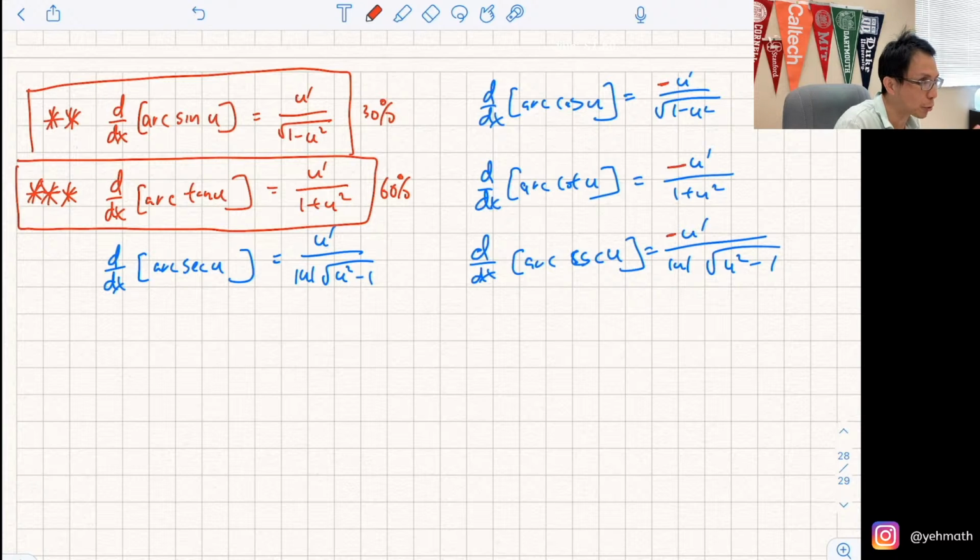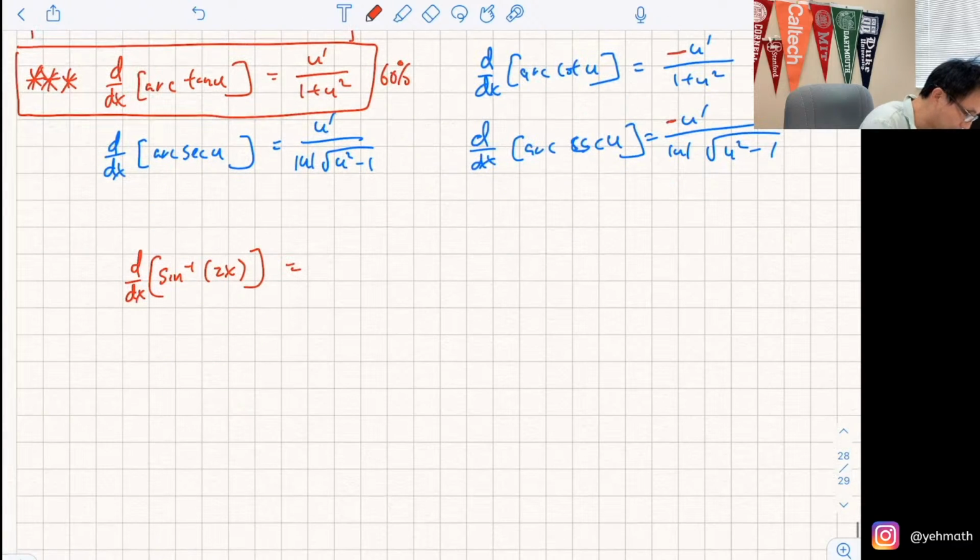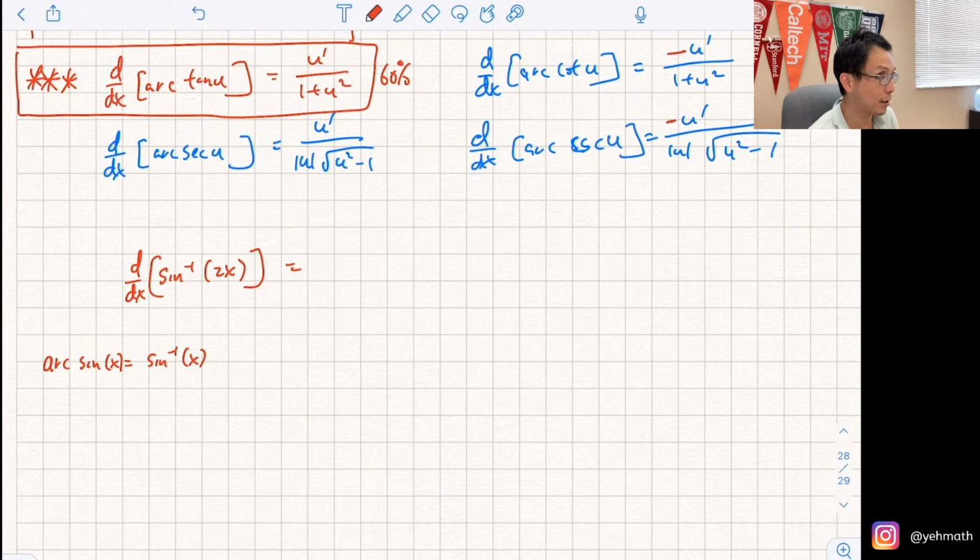So then you say, how do I use it? Well, it's pretty easy. If I were to take d/dx of sine inverse, now why did I use sine inverse? I want you to recognize sine inverse is the same thing as arc sine. So arc sine of x is equivalent to sine inverse of x. Those are the things you should understand. Once you understand those, you'll be doing good.